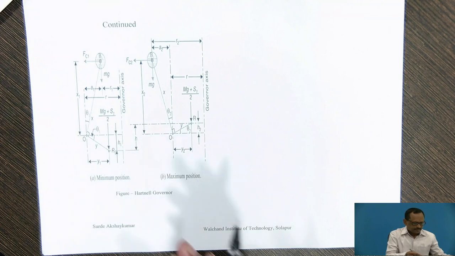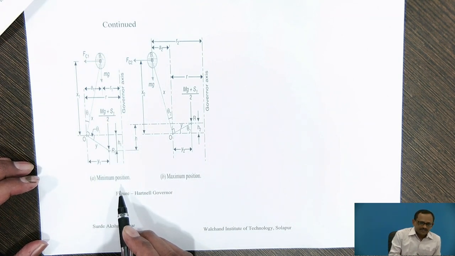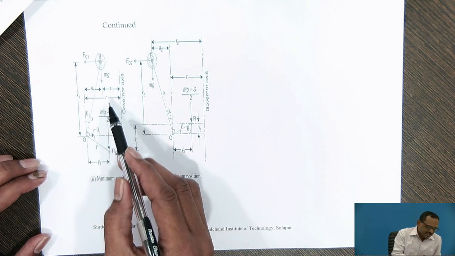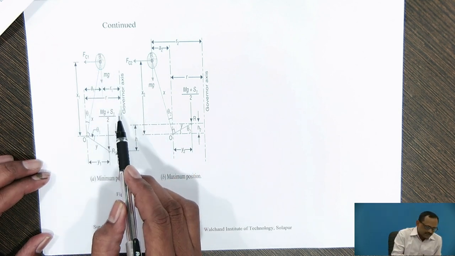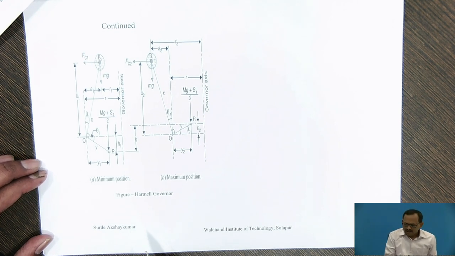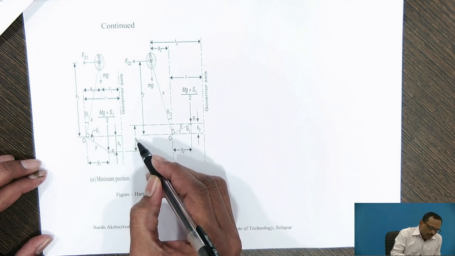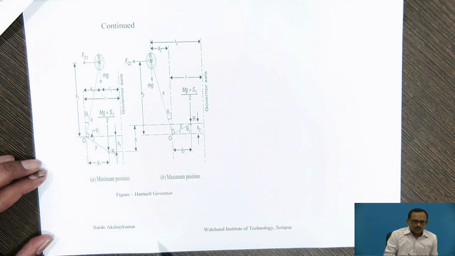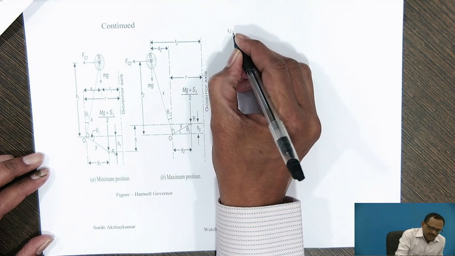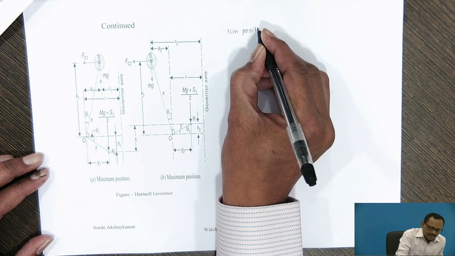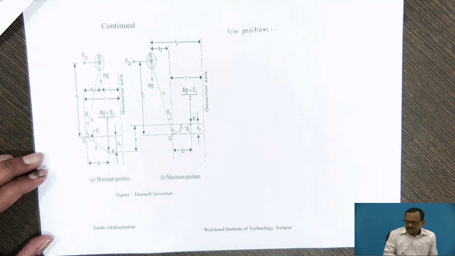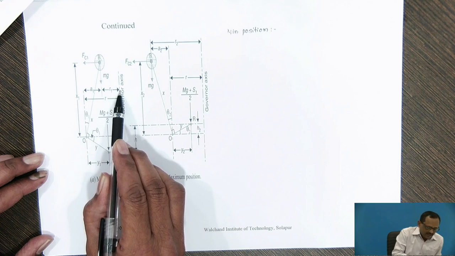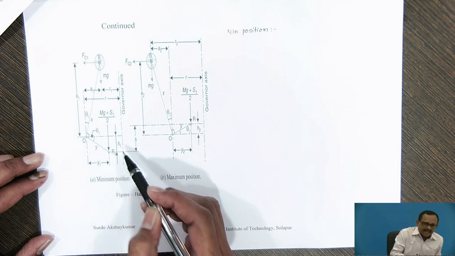Now, we will consider the two positions, that is, as shown in the figure, minimum position and maximum position. So, consider the forces acting on one bell crank lever of the Hartnell governor. Let H be the compression of the spring due to change in the radius of rotation from R1 to R2. So, let us consider the minimum position of the governor. When the radius of rotation changes from R to R1, what will be the compression of the spring? That we will determine.